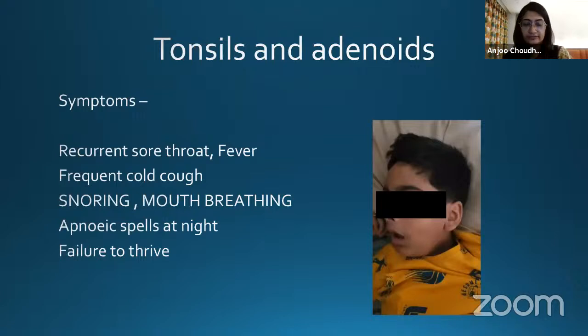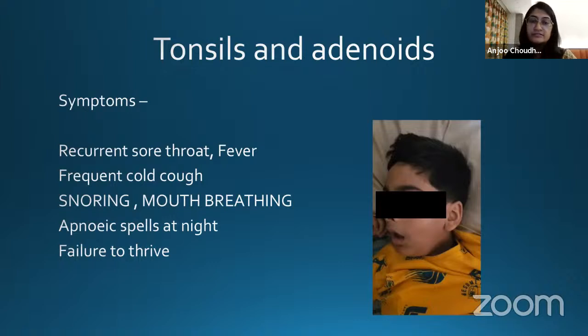Then we move down to tonsils and adenoids. I'm very sure that this is a common problem in all your OPDs. Symptoms, we all know, are recurrent sore throat, fever, frequent cough and cold. Now, important symptoms that are coming, I believe after COVID, these symptoms have increased a lot. This is snoring and mouth breathing.